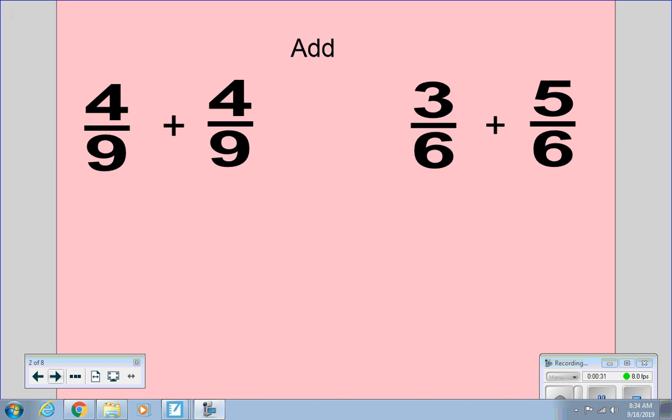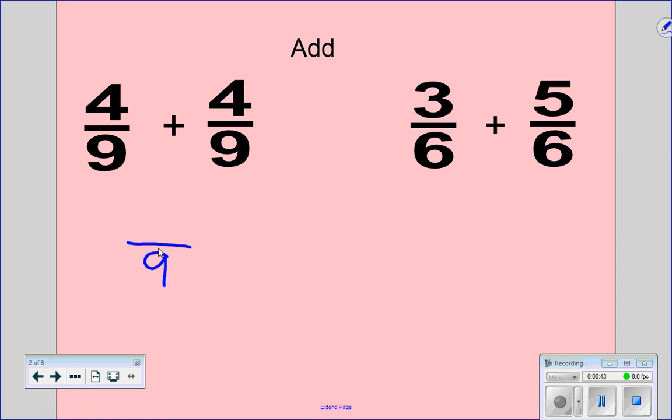So let's talk about it. We don't got to do them on your paper. Let's just talk about them together. So 4/9 plus 4/9. So what has to stay? The what? What has to stay? Haley? Okay. And then I have 4 plus 4, which is 8. Is this reducible? No. That's the answer.